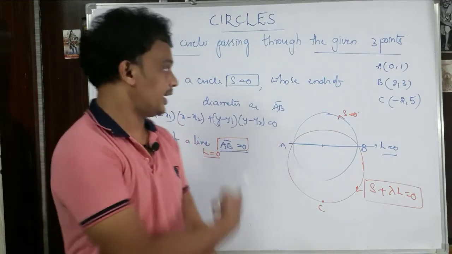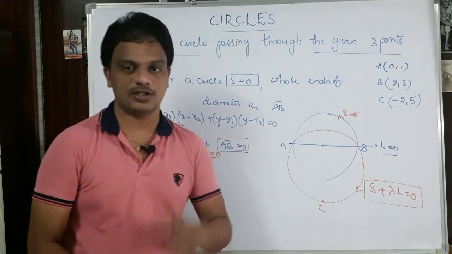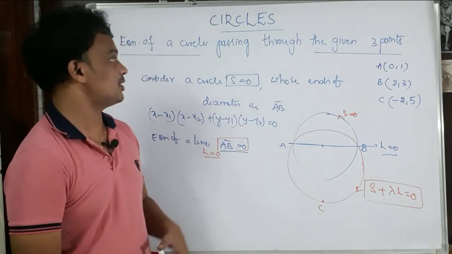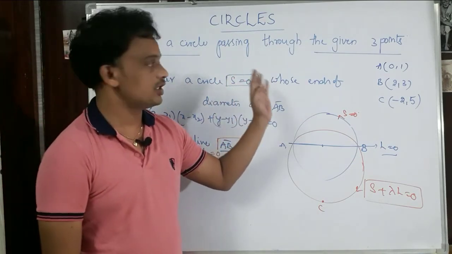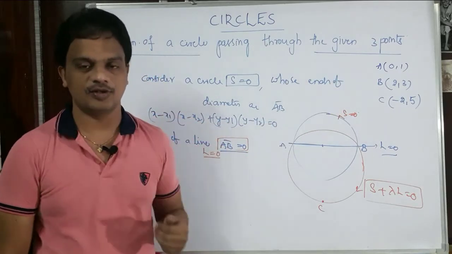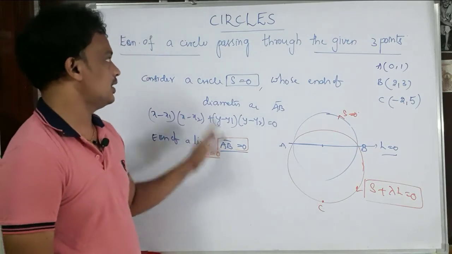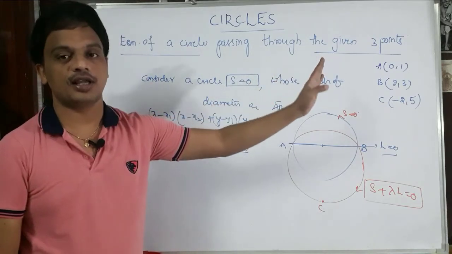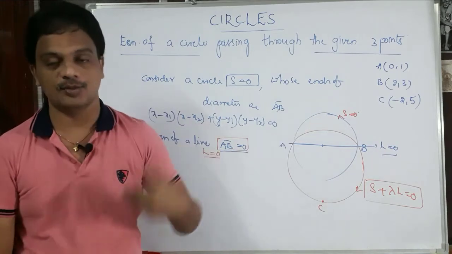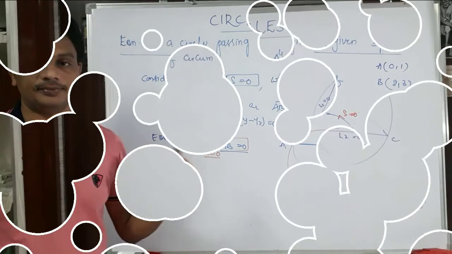I already explained this in the previous video, so check that video and you will get clarity on the equation of a circle passing through the given three points. It is a very important concept: the equation of a circle passing through three non-collinear points. I also discussed concyclic points. Make a note.